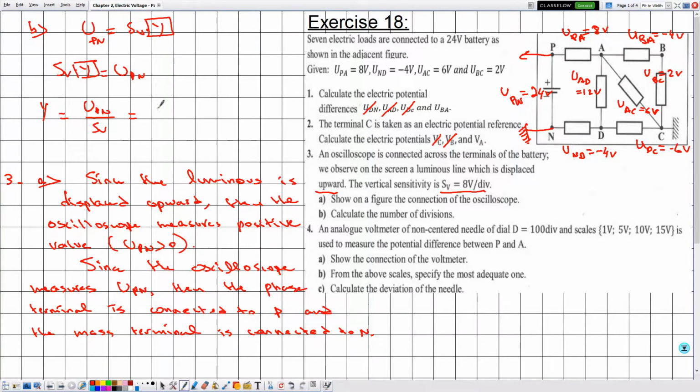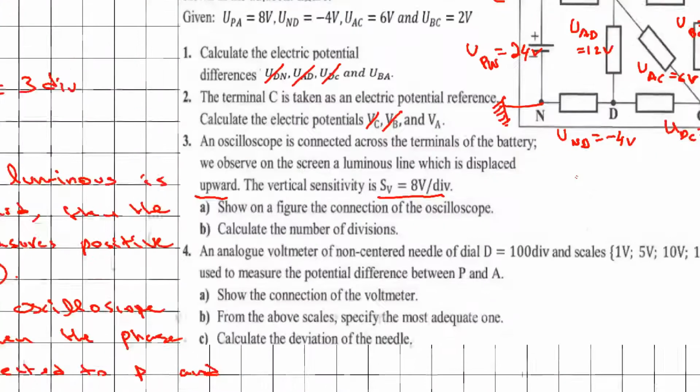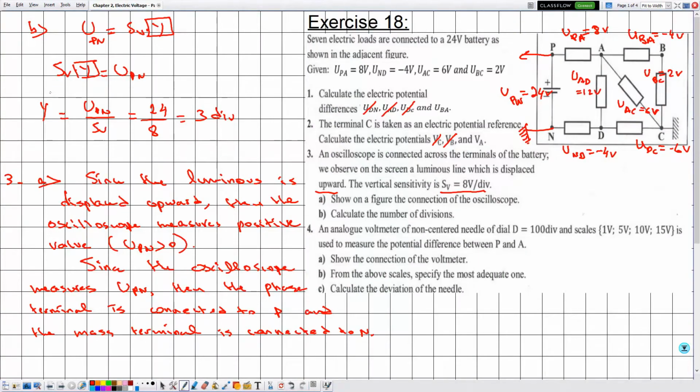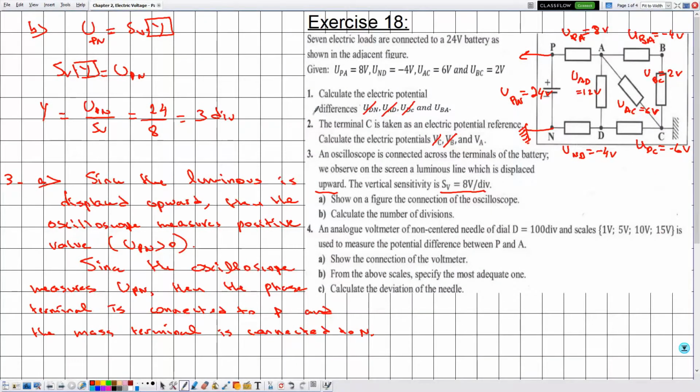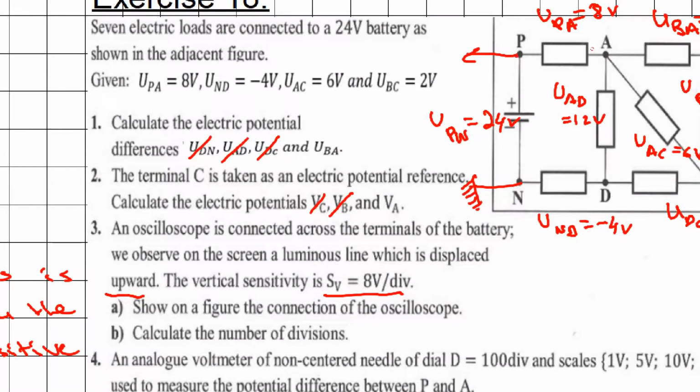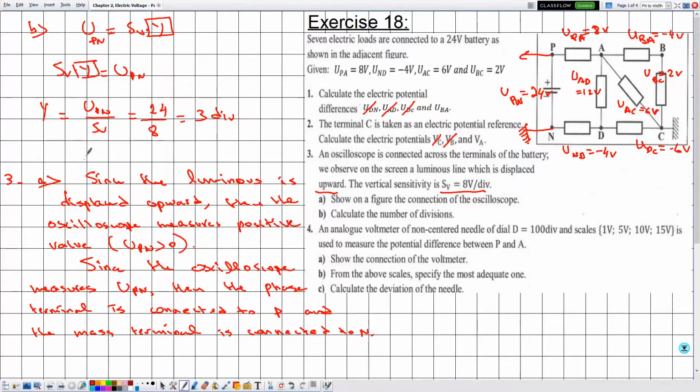The value of UPN is given by 24 and the value of SV is given by 8, so this is equal to 3. Since the vertical sensitivity is in volts per division and UPN is in volts, the value of y will be in divisions. Notice that y can be expressed either in divisions or centimeters, and this depends on the unit of SV. Notice that here the value of y is positive, which verifies the fact that the oscilloscope is measuring UPN and not UNP, because the luminous line is displaced upward. So y is equal to 3 divisions.